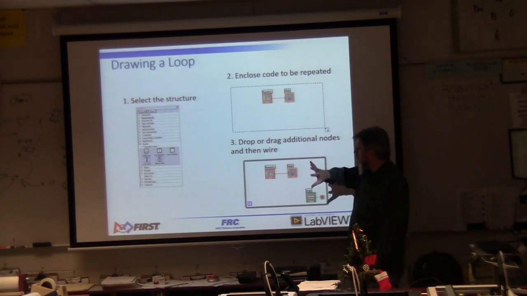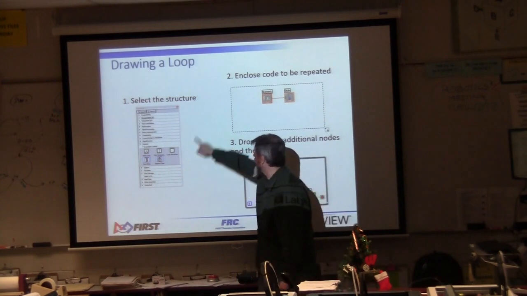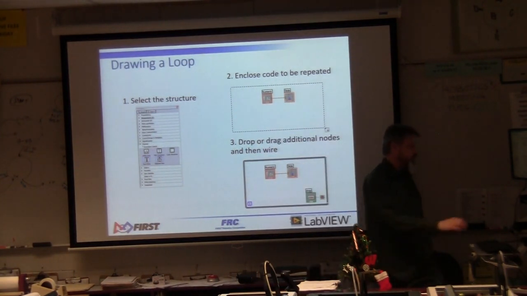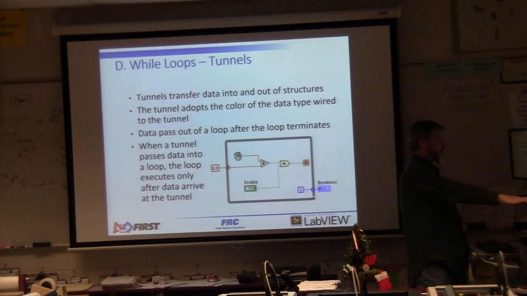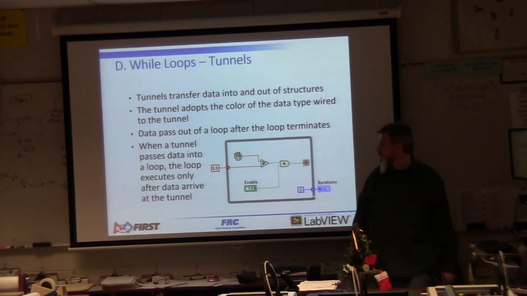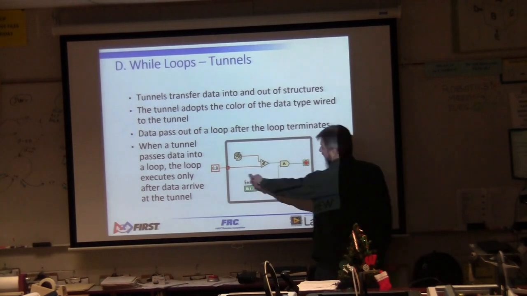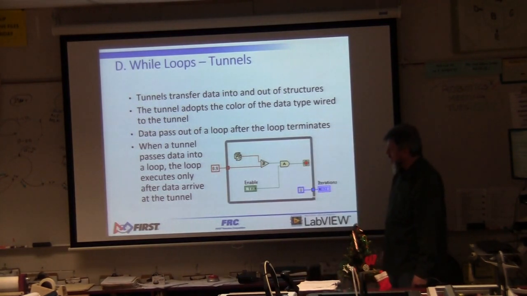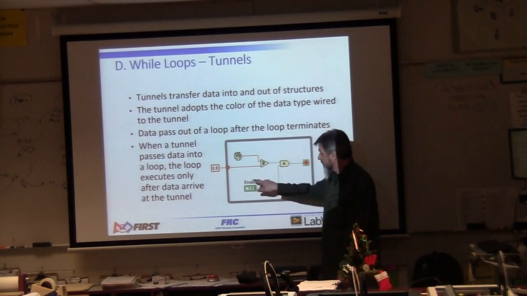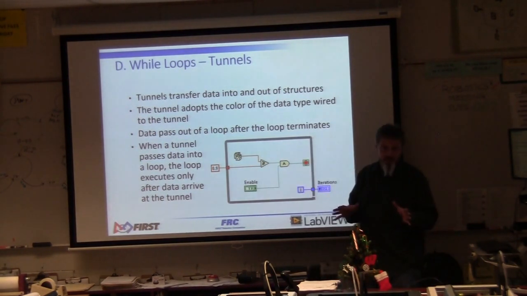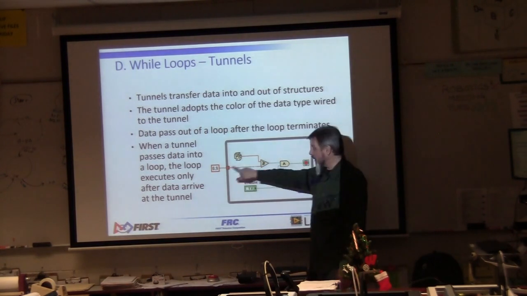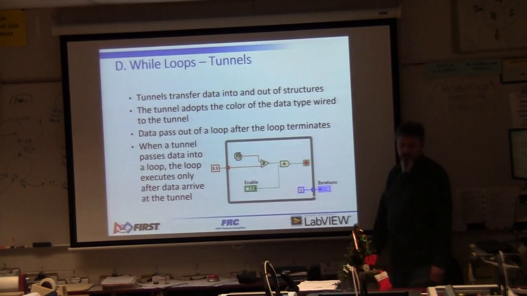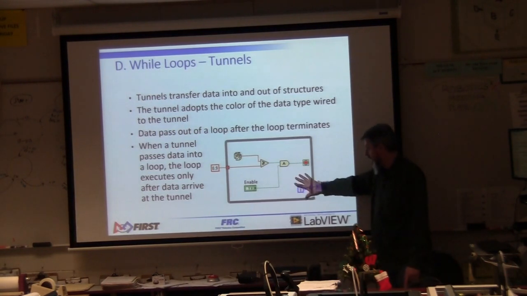Creating a loop, we go to the palette, select loop, and then we draw a box, and it will engulf any code that you've wrapped around it. Tunnels are like the inputs and the outputs. Okay, so again, once you create a tunnel, that creates a data dependency, and this loop can't run until that data becomes available. And it will not release this data until this loop has completed.